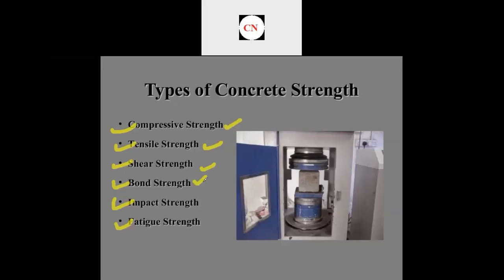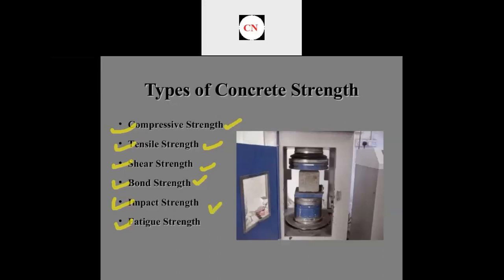However, bond strength is the strength possessed by the reinforcement embedded in the concrete, through the adhesion and bonding, which is created by the friction induced between the interface of the reinforcement and the concrete. So that is considered as bond strength.